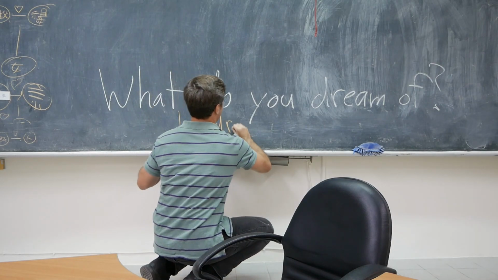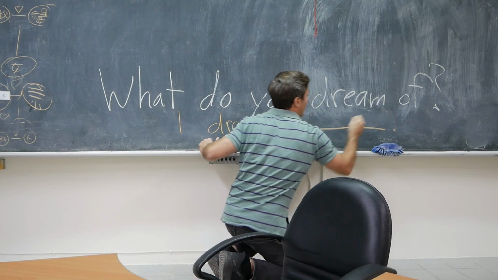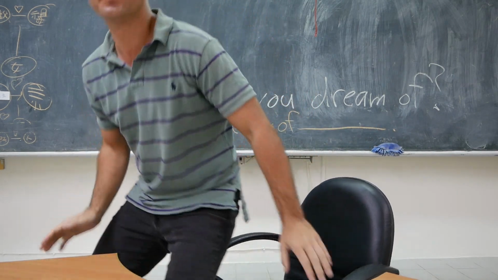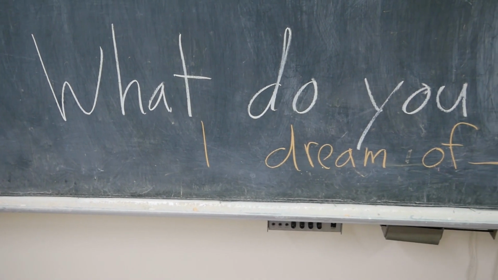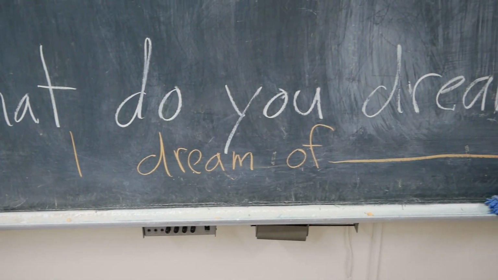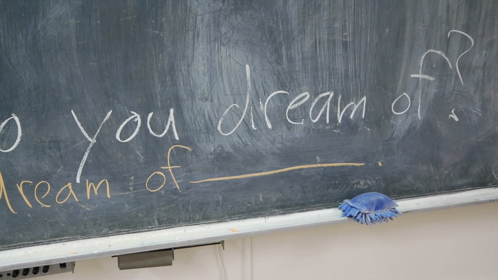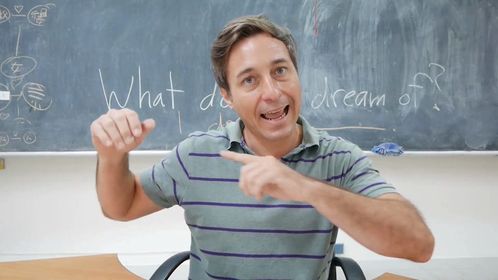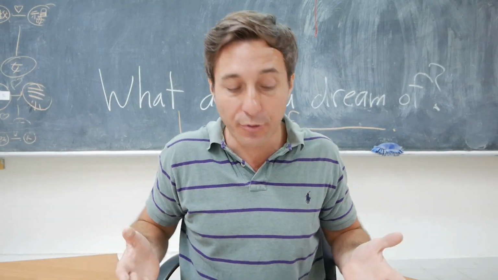"I dream of blank." And a period. So you probably can't see that, I'll bring a close up. What do you dream of? What do you dream of being? I dream of being... And then I'll ask the students to ask two people near them, "What do you dream of?" And then give them the basic sentence pattern of how to answer that.